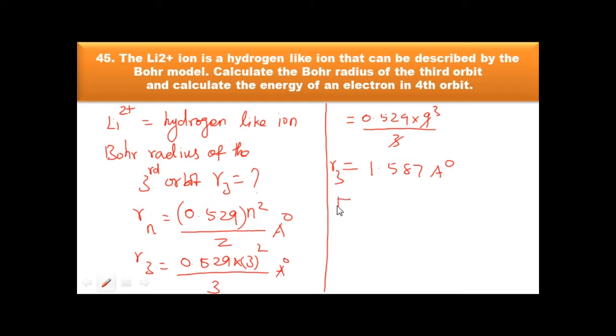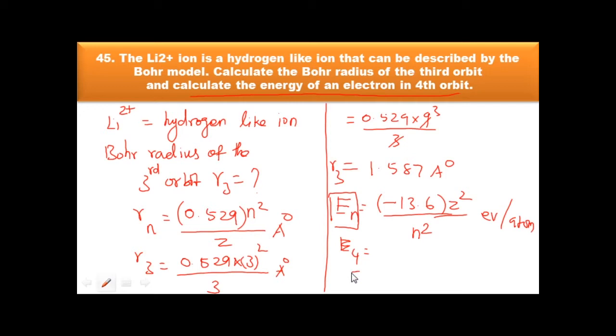So the next one is, what is the En formula? Minus 13.6 multiplied with Z square by n square electron volt per atom. So E4, why are we calculating the En? Because we calculate the energy of an electron in the fourth orbit. So En equal to minus 13.6 multiplied with Z square divided by n square electron volt per atom. So we are going to calculate the fourth orbit.